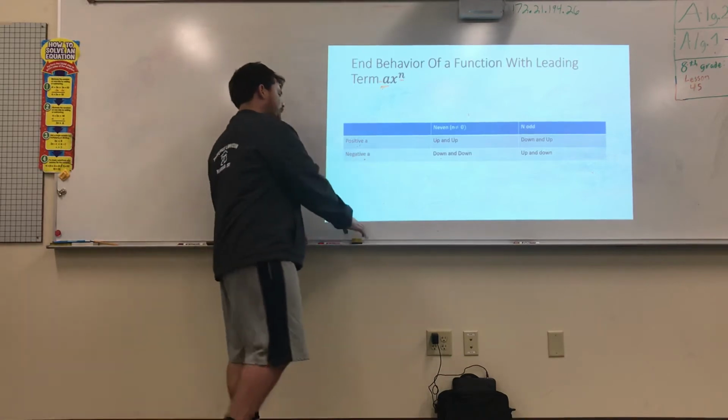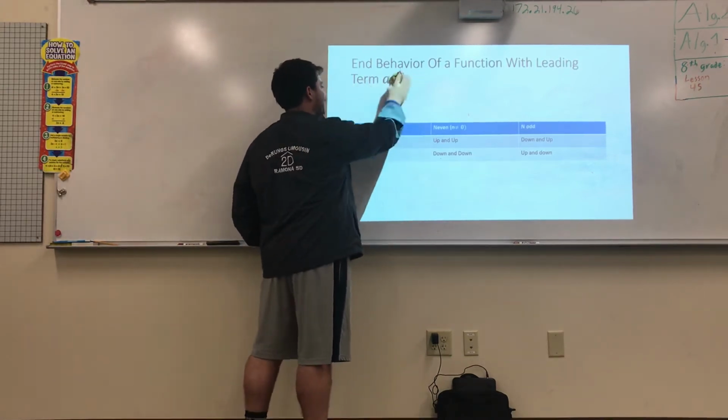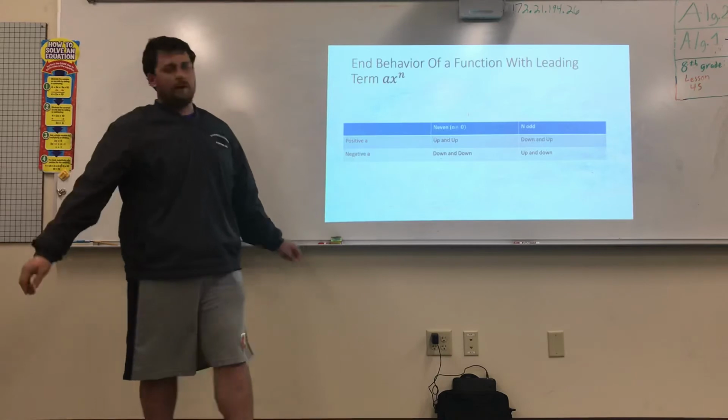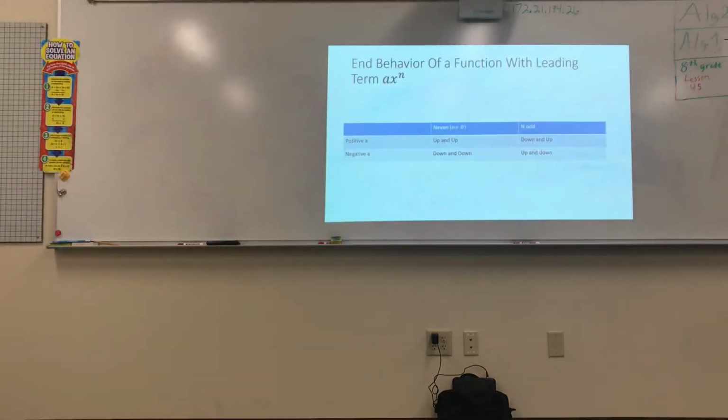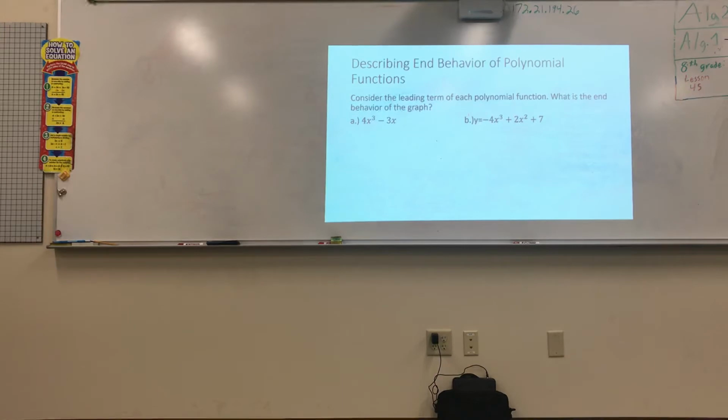Okay? That you should be able to do without even having to graph it. So you should be able to tell me that, and probably how many turning points there can be at maximum. Probably not exactly how many, but you can probably tell me the max. So, considering the leading term of each polynomial, what is the end behavior?